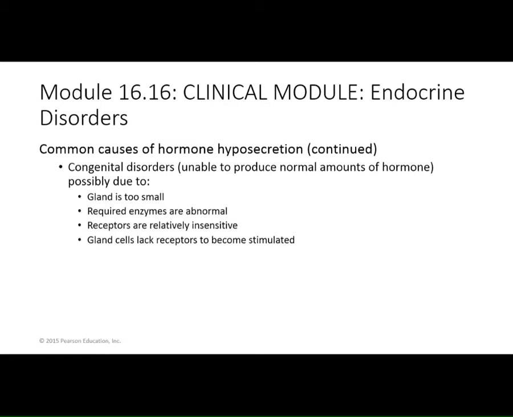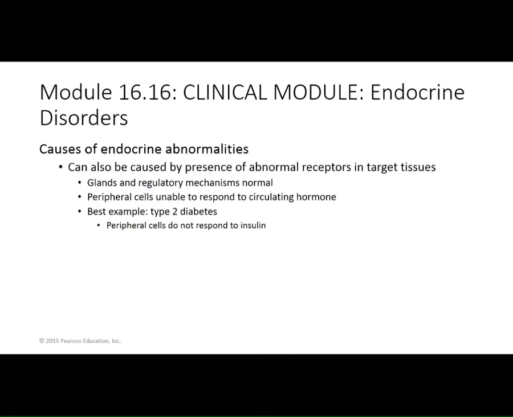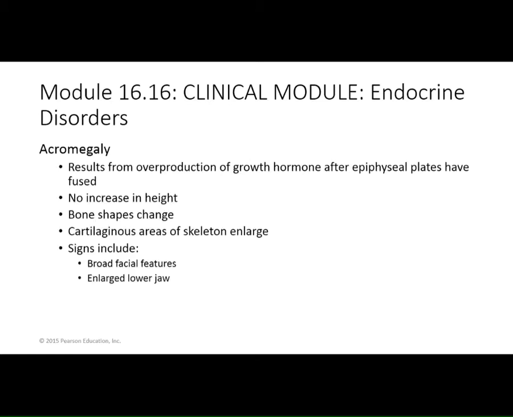Or maybe you're missing an enzyme or a receptor, like type 2 diabetes, where the receptors aren't working anymore. Or maybe you don't have the receptors altogether, so you're born with some genetic predisposition to this. Okay, so what are the different ways that you have a hyposecretion? There can also be, well, I've already mentioned this, abnormal receptors. So what I'm going through is just what can cause the onset of these different types of disorders.